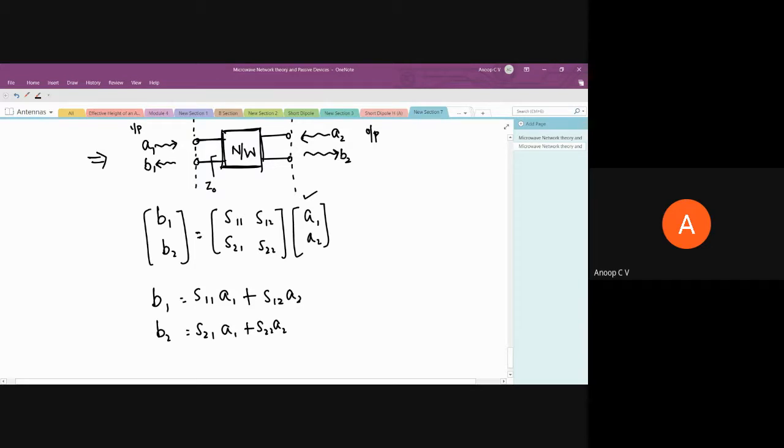Why? Because A1 and A2 are my independent variables. So I am exciting both the ports, port 1 with A1 and port 2 with A2. Then B1 and B2 are what will be coming out of port 1 and port 2 respectively. That is the meaning of this. So now we will try to define what S11, S12 are.